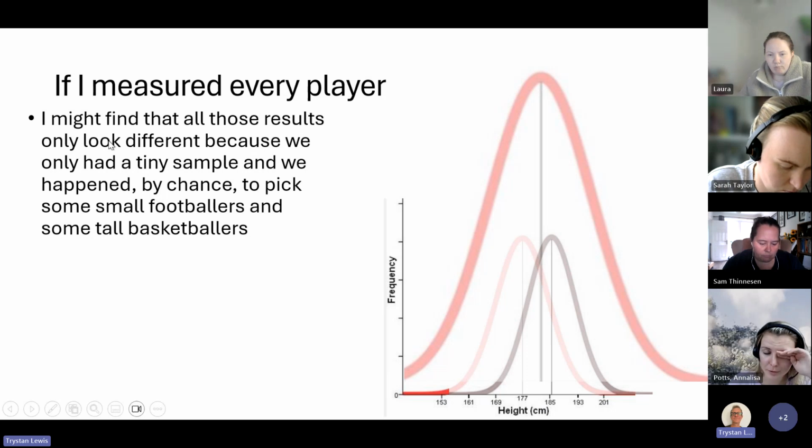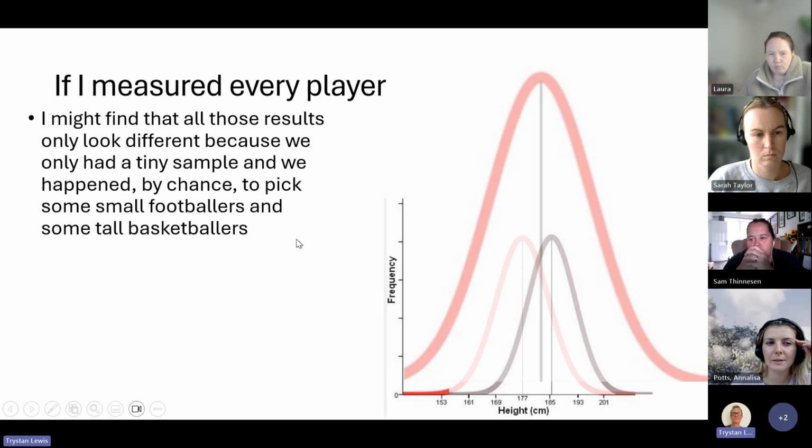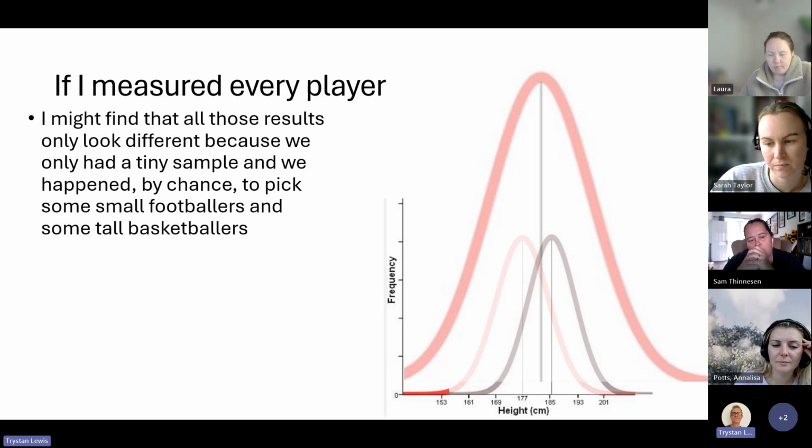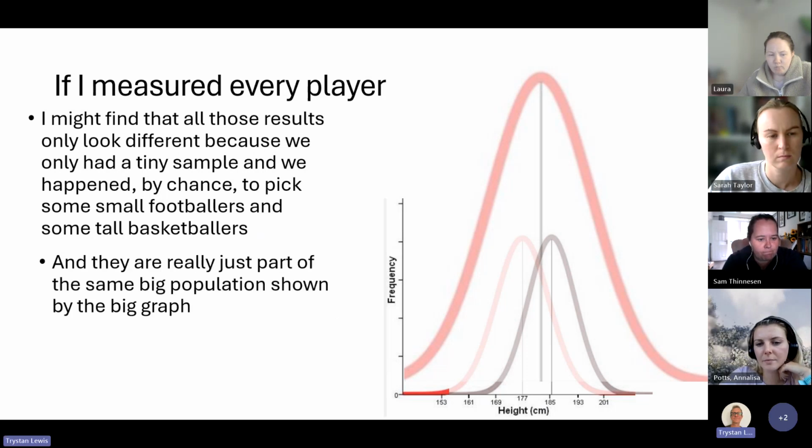I'll read what I've said here. I might find that all those results only look different because we only had a tiny sample. And we happened by chance to pick some small football players and some tall basketball players. I could have done that. But if I'd picked a different 10 or a different 100 football players and basketball players, they might not have shown any difference, they might have had the same height. It's just a sampling error.